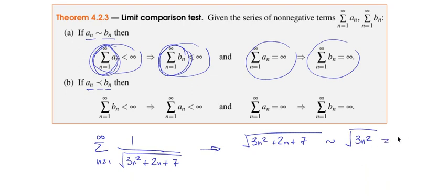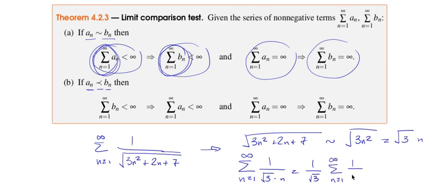And this is exactly the same as square root of 3 times n, okay? So then the series from n equals 1 to infinity of 1 over the square root of 3 times n, which is none other than this, 1 over the square root of 3 times the series from n equals 1 to infinity of 1 over n. This is just the harmonic series, okay? And we know this is divergent, okay?